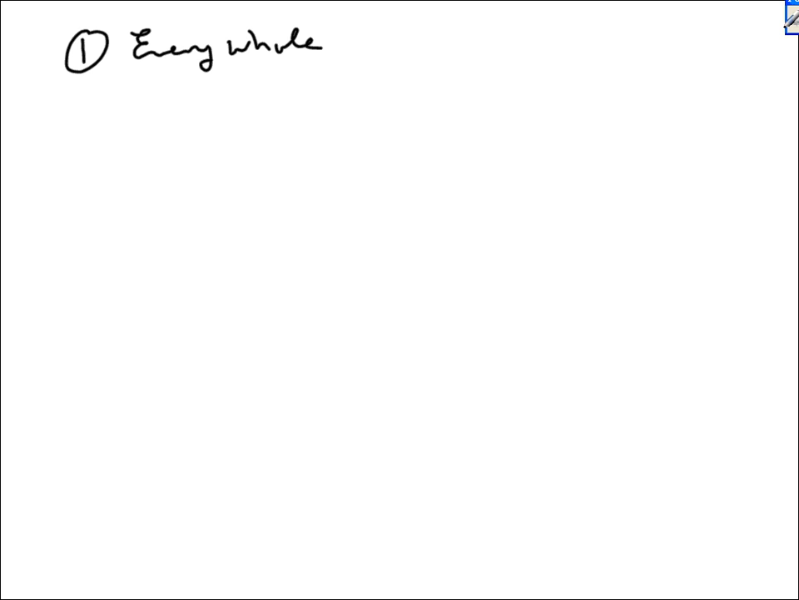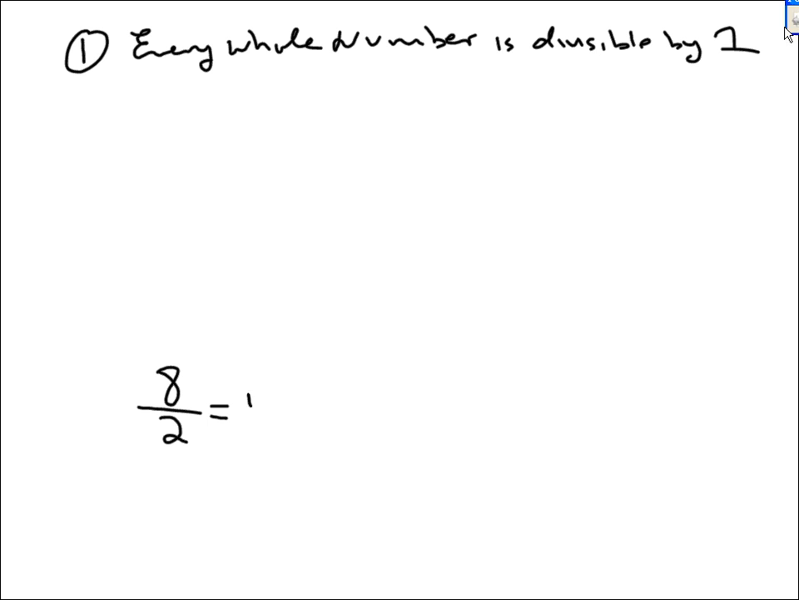When I say number, I mean whole number. I probably won't keep stating whole number, but I mean whole number. Every whole number is divisible by 1. What does divisible mean? Well, 8 is divisible by 2 because you get a whole number.